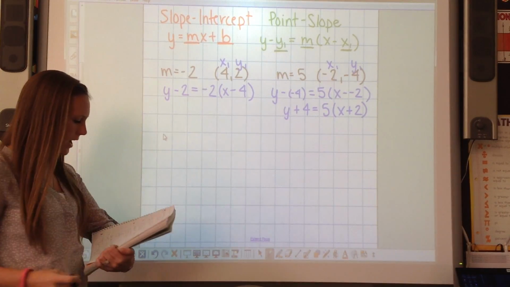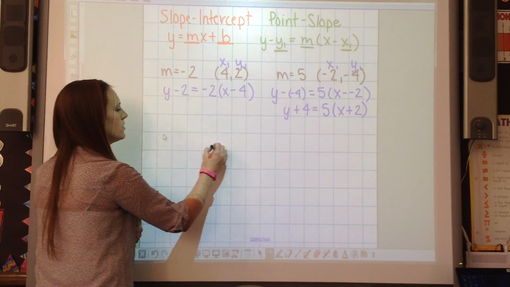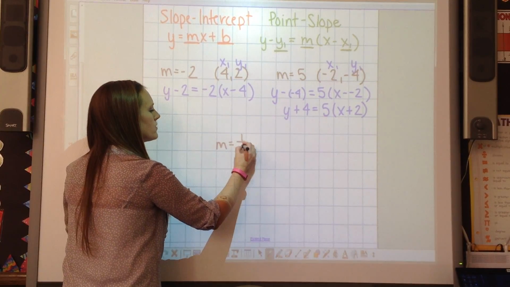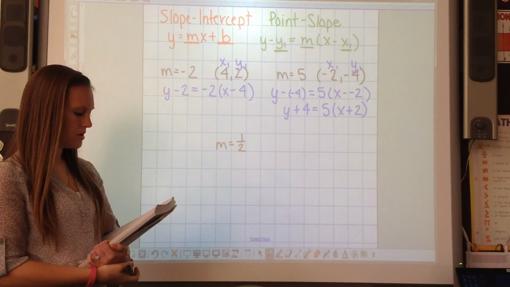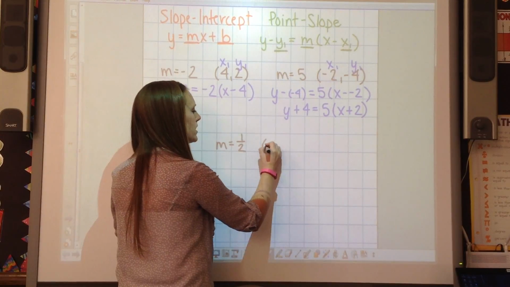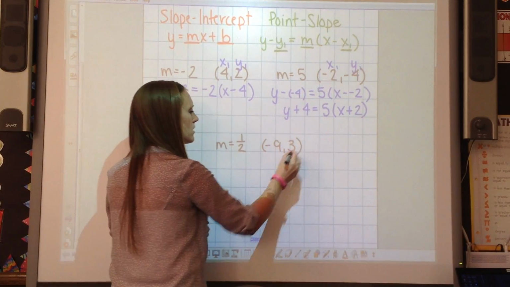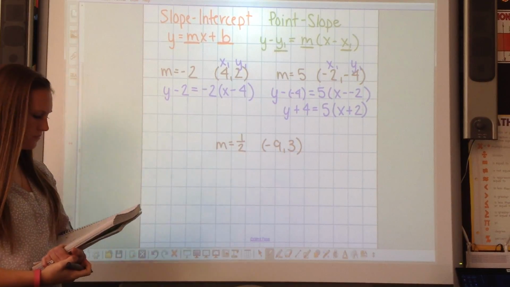Okay, give this a try. Try it when you have a slope of a half and an ordered pair, or a point, -9, 3. Create an equation.